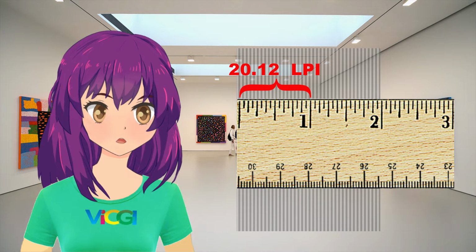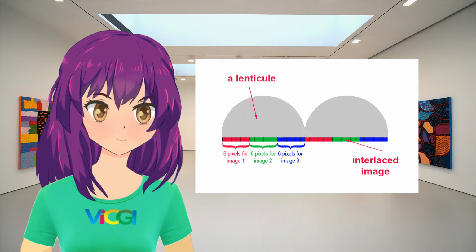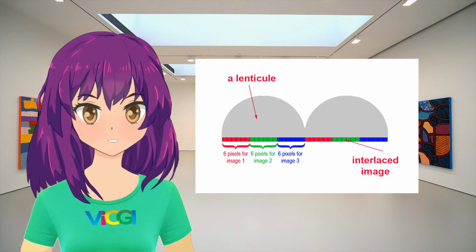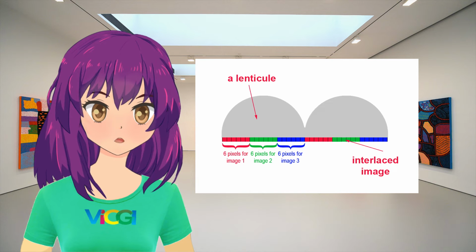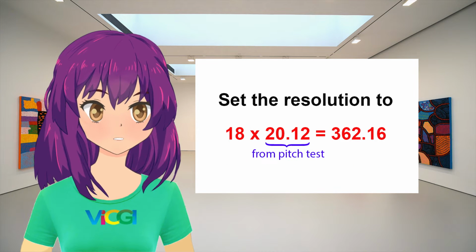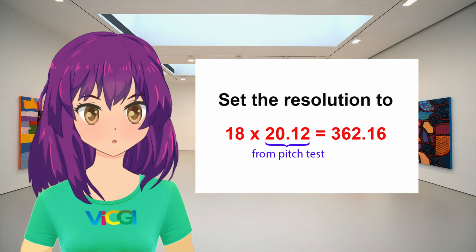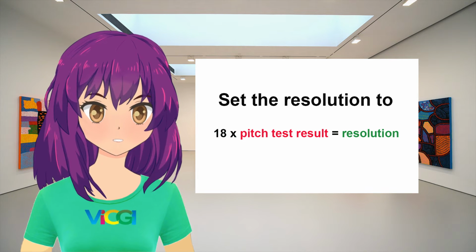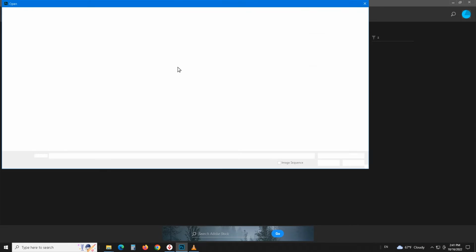I further assume that through the pitch test our 20 LPI lens is in fact 20.12 LPI. If we want to do a 3-image flip, then under each lenticule we will need to have 3 images. If we want to have 18 pixels under each lenticule, then each image will take up 6 pixels, right? For this reason, we will need to set the resolution of our source image to 18 by 20.12 equals 362.16. If your pitch test result is different from ours, just replace 20.12 with your result and use it later. Let's get into the detailed steps now.